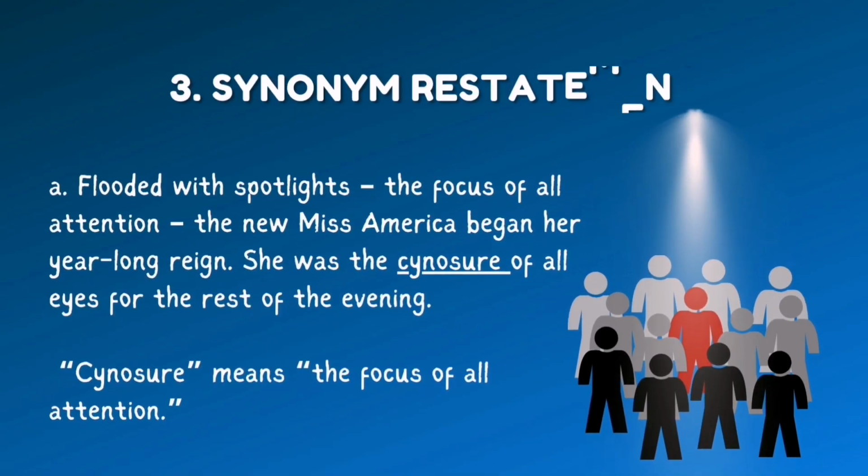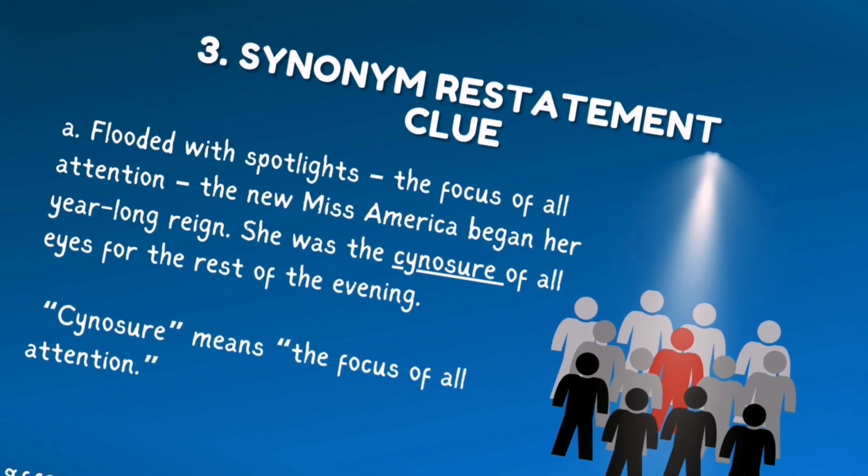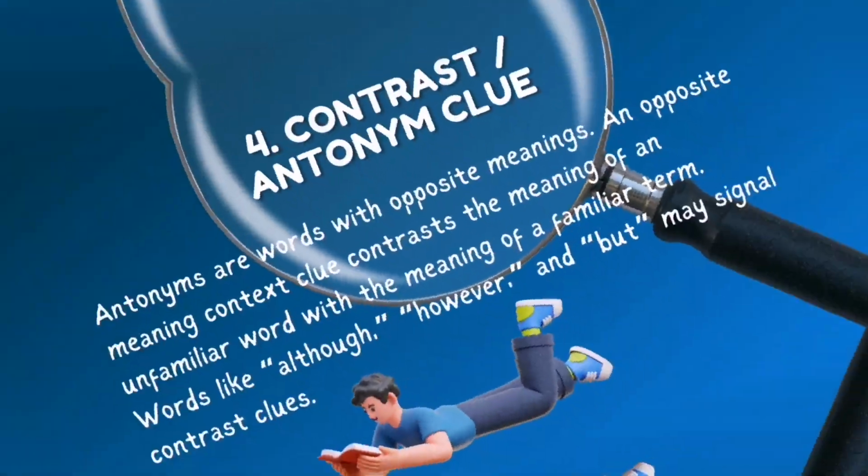For example, flooded with spotlights, the focus of all attention, the new Miss America began her year-long reign. She was the cynosure of all the eyes for the rest of the evening. It shows here that there is a repetition of ideas. That is why we easily got the definition of the difficult word.